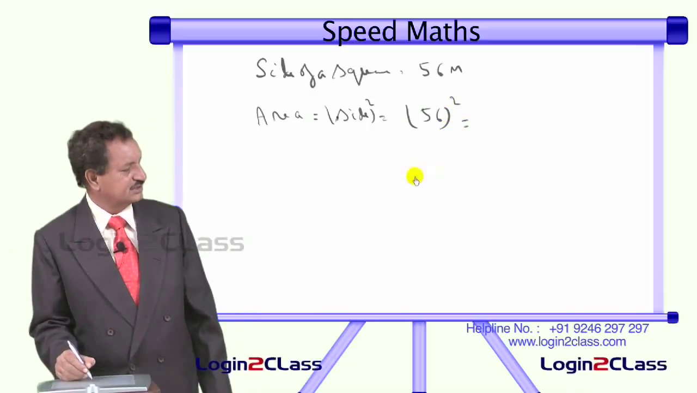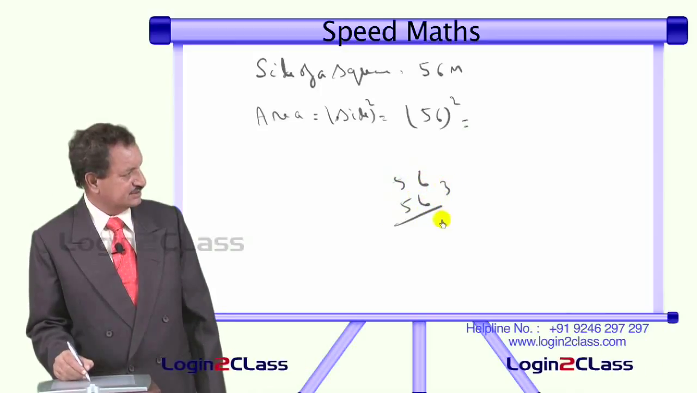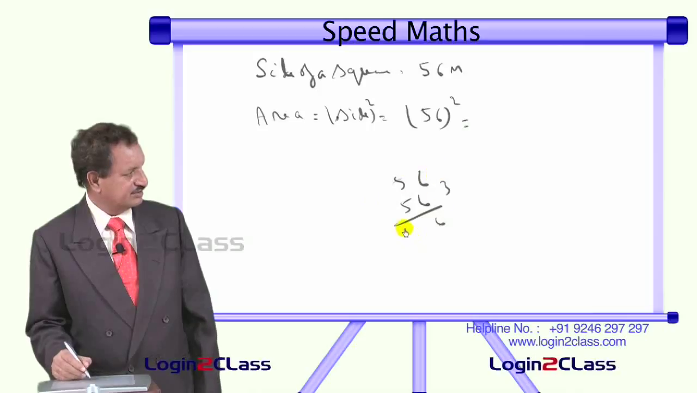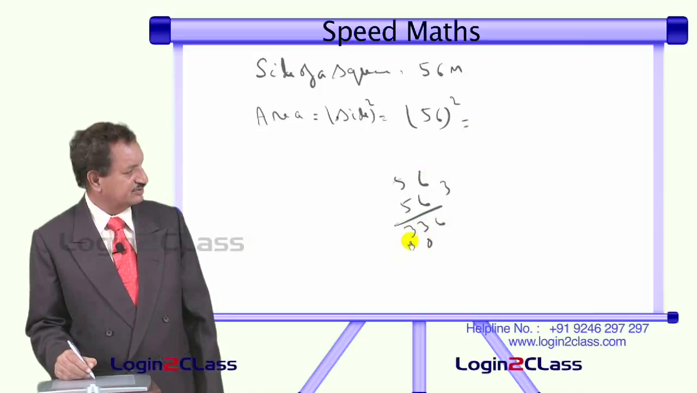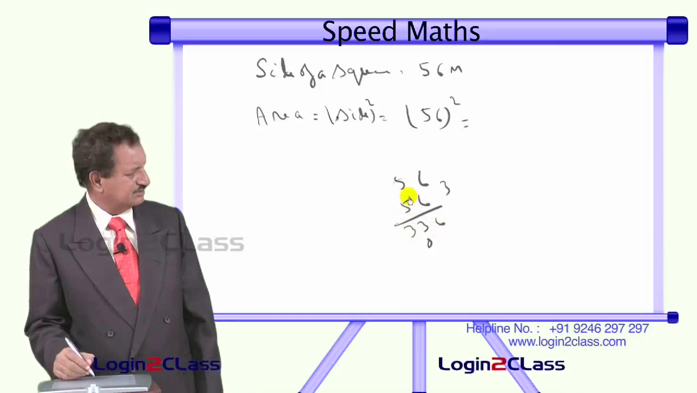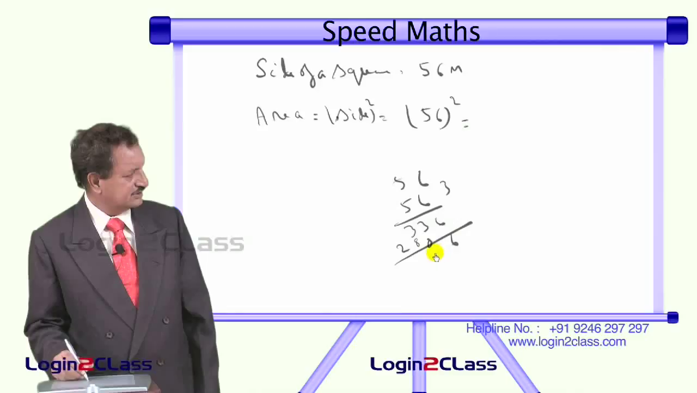56 into 56, 6 6, all these things. 6 6 is 36, 6 5 is 30 plus 3 33, and 5 6 is 30, 5 5 is 25 plus 3 28. You have to do like this: 6 6 is 36, 6 5 30 33, 5 6 is 30, 5 5 is 25 plus 3 28. So this is 3 1 3 6, like that you have to do.